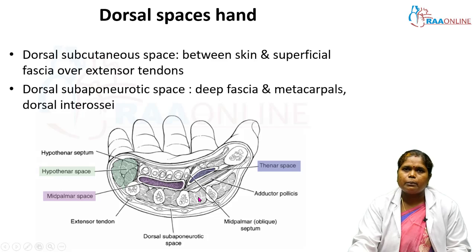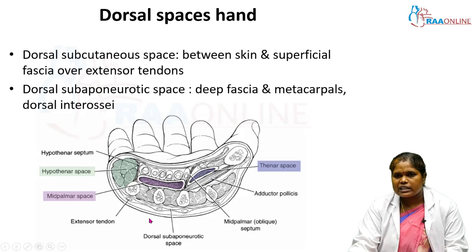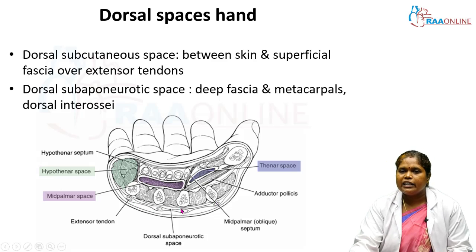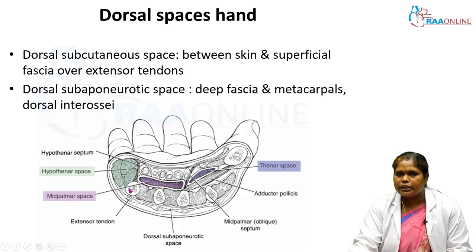So that is about palmar space. Now coming to the dorsal spaces. On the dorsal aspect, we can see the skin, and below the skin is the superficial fascia, and next to that we have the deep fascia along with the tendons, the extensor tendons. Deep to this extensor tendon will be the metacarpals, and in between, the interossei muscle.